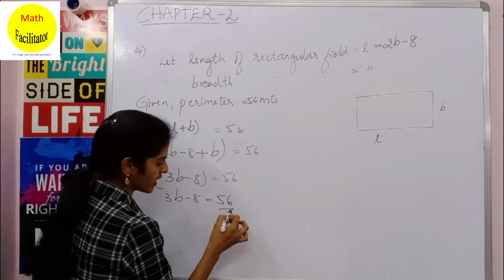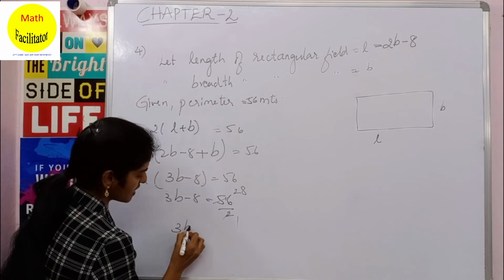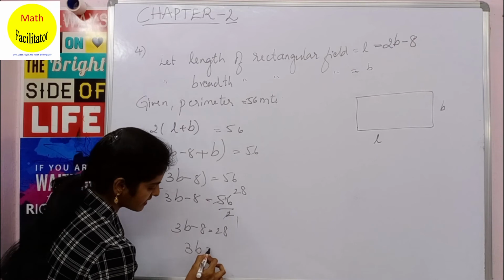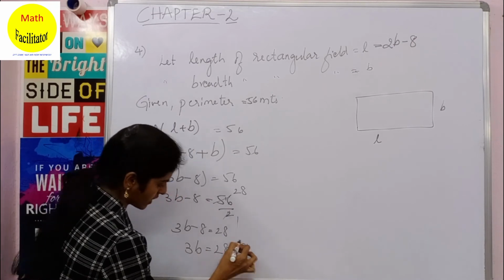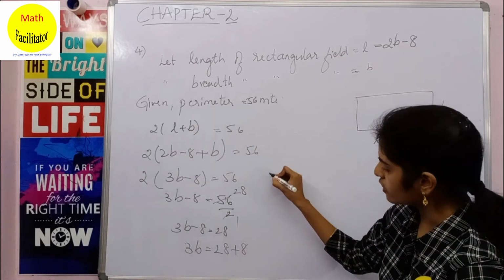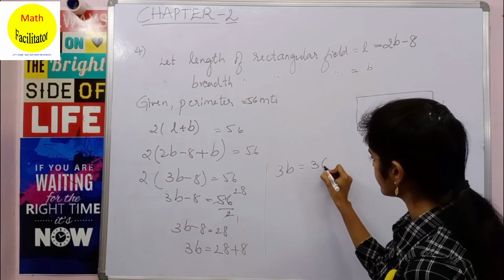Okay, so 2 1s are 2, 2 2s are 4, and 2 8s are 16. So 3b minus 8 is 28. Okay, so what is 3b? 3b is 28 plus 8. Okay, so it is minus 8, going to the other side becomes plus 8. Clear? So now 3b is equal to 28 plus 8, which is 36.